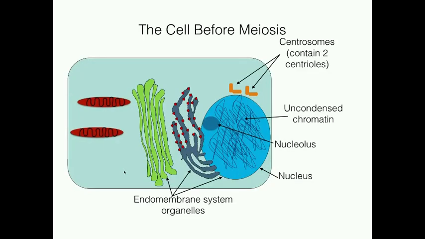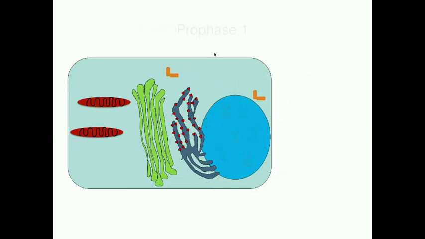So let's take a look at our cell before meiosis. This is the same cell. I use the same picture, right? It's got the same stuff in it. You got a nucleus, you got some organelles, you got some mitochondria, you've got your centrioles, or centrosomes. In prophase 1, same sort of steps occur, actually. Your centrosomes are going to migrate to opposite sides of the cell, and your chromatin will condense into discrete chromosomes.